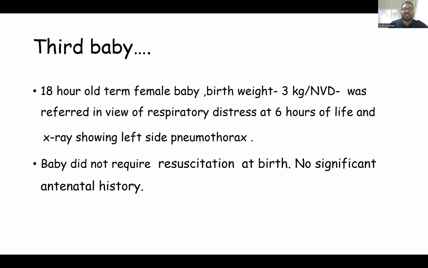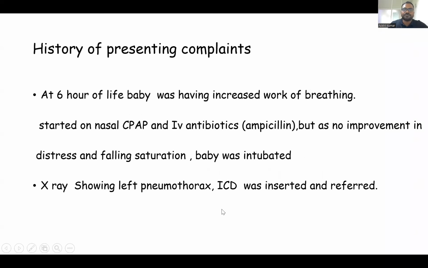Now coming to the third case: an 18-hour-old term female baby, birth weight 3 kg, delivered by normal vaginal delivery, was referred in view of respiratory distress at 6 hours of life, and X-ray was showing left-sided pneumothorax. Baby did not require resuscitation at birth, and no significant antenatal history was there. At 6 hours of life, baby was having increased work of breathing, started on nasal CPAP and IV antibiotics. But as there was no improvement in the distress and falling saturation, baby was intubated and X-ray was taken, which showed left pneumothorax, and ICD was inserted and baby referred to our hospital.